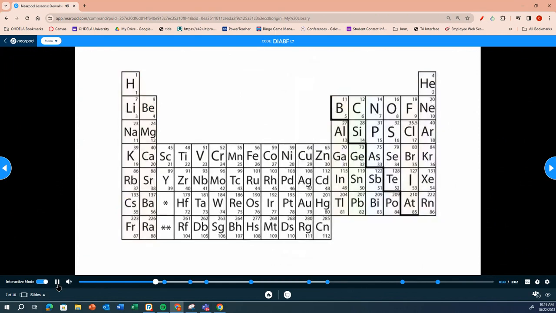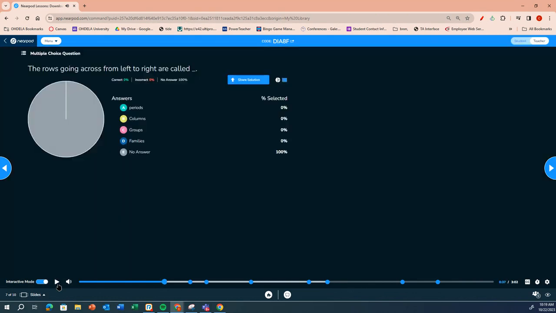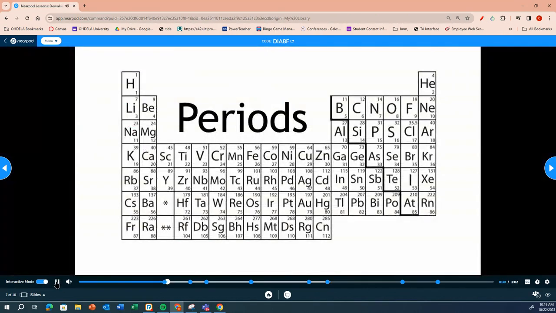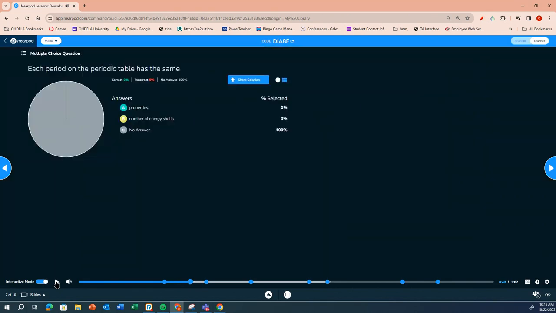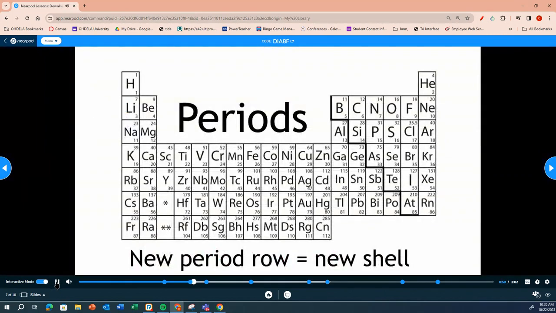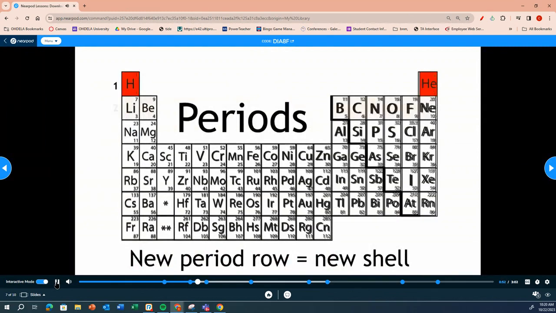The rows going across from left to right are called the periods. Elements in the same period all share something in common. They have the same number of energy shells. Each new period row represents a new shell. Elements in the first period have 1 shell, and as we go down, the shells increase.